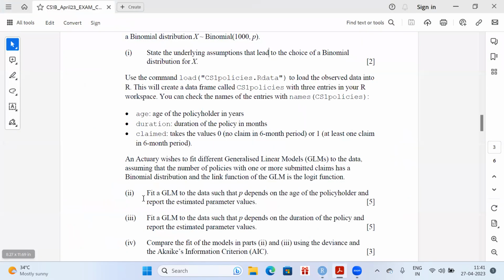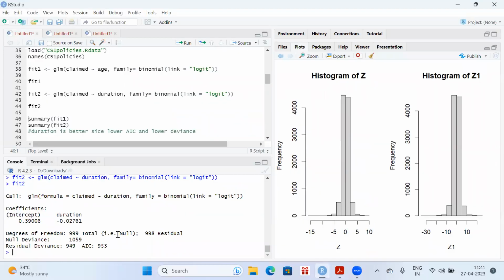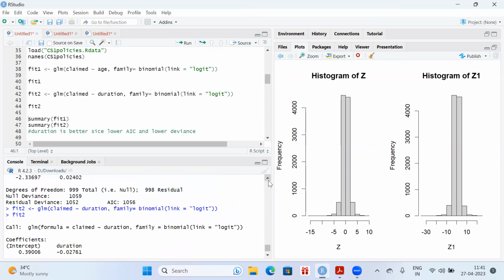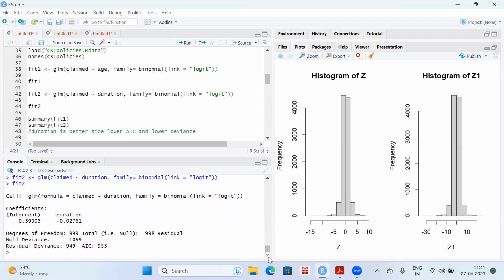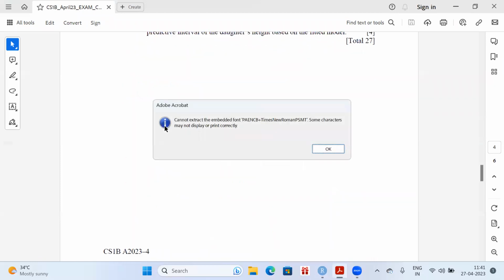Compare the fit of the models in part 2 and part 3 using deviance and AIC information. If you see the residual deviance for this model, it is 1052 and its AIC is 1056, whereas here it's 949 and 953. Both values are less than the first model. Hence, fit 2 is a better model than fit 1.